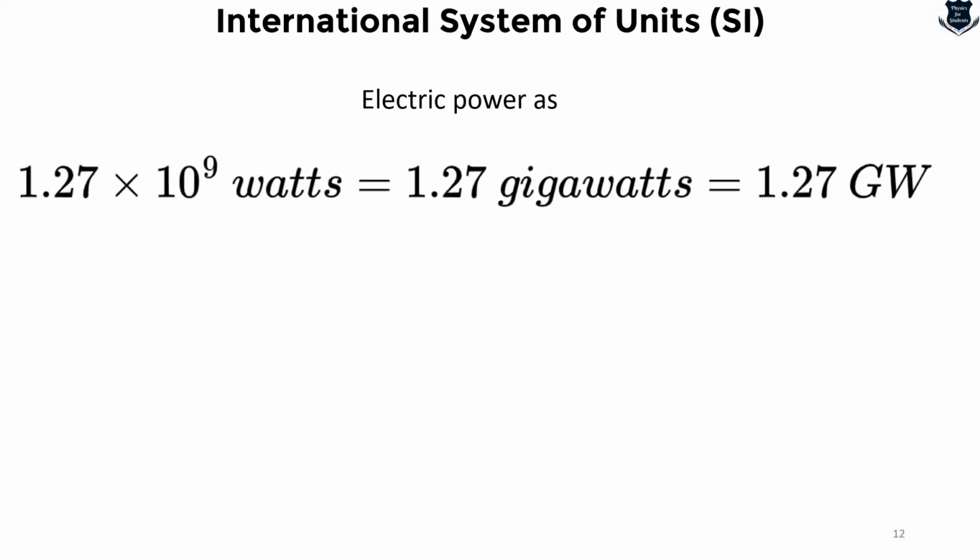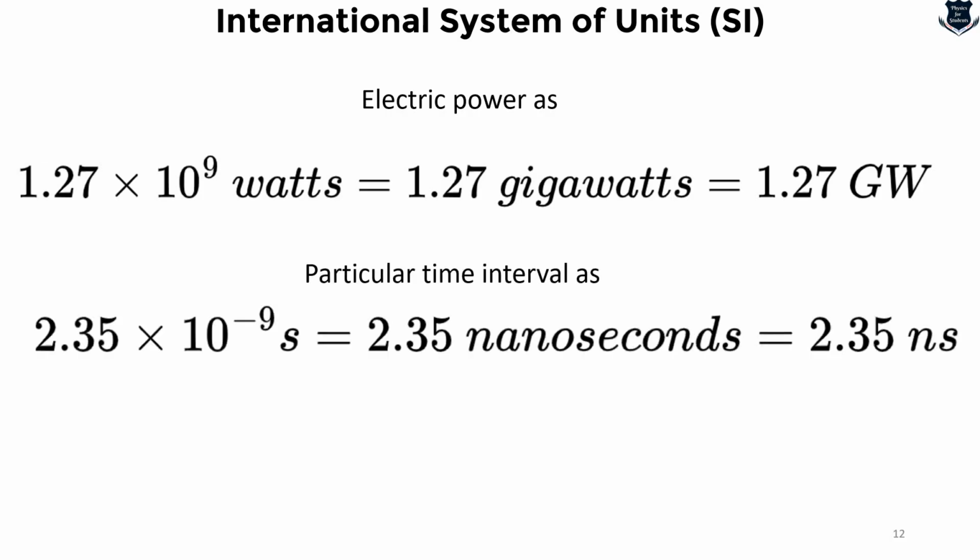And here you can see that attaching a prefix to an SI unit has the effect of multiplying by the associated factor. Thus we can express a particular electric power as this and a particular time interval as this, which is given in terms of nanoseconds.